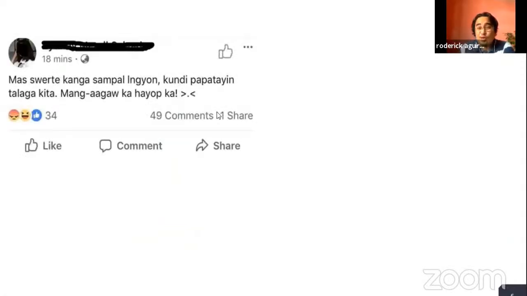Ito, natatawa talaga ako. As natatawa ko na naiinis ako sa mga tao. Okay? Sa mga tao ha, look, mas swerte ka nga, sampal lang yon. Kundi papatayin talaga kita. Oh my gosh. Mga agaw ka, hayop ka. Galit na galit yung emoticon.